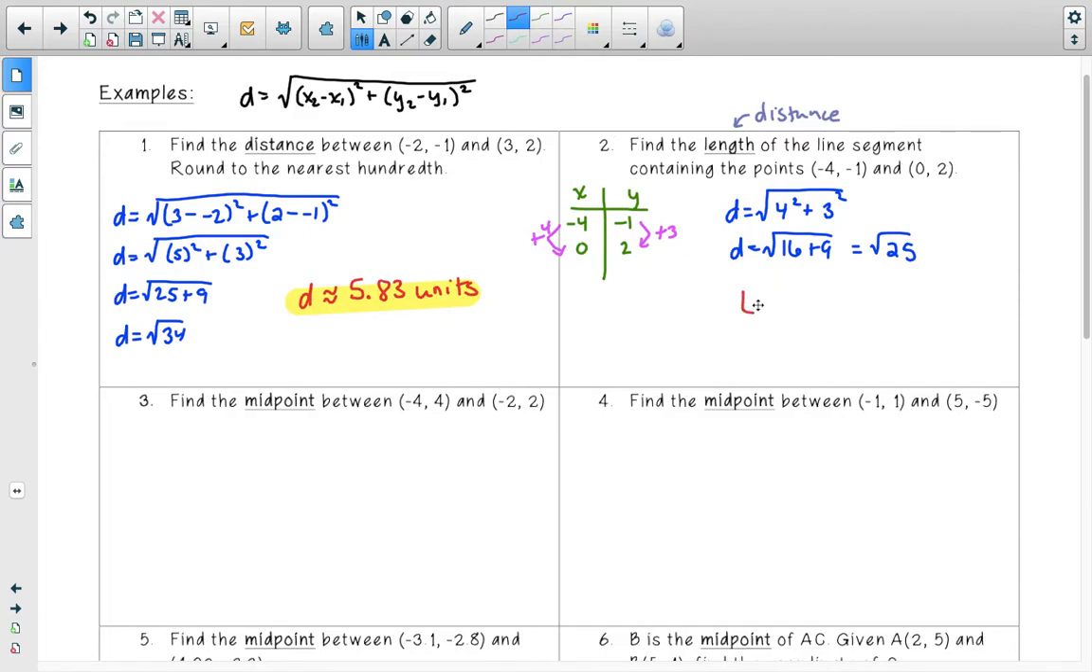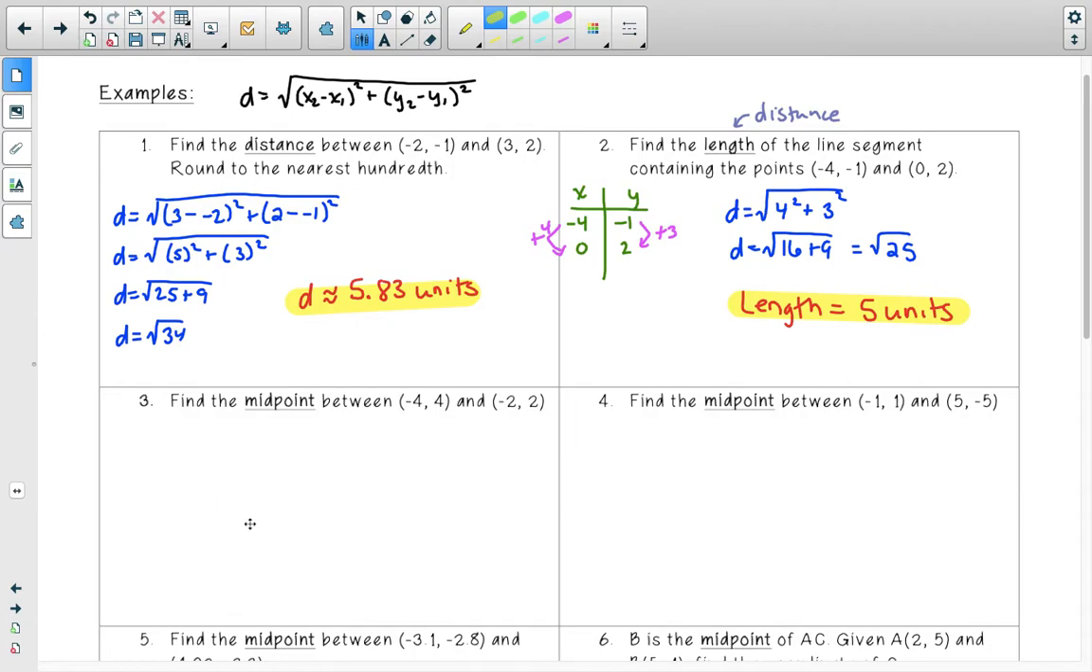So our length is equal to 5 units. And that is using the Pythagorean theorem so that we don't actually have to graph it. Then we can plug it into the distance formula, because it is the change in x squared plus the change in y squared. So I did the change in x squared plus the change in y squared.